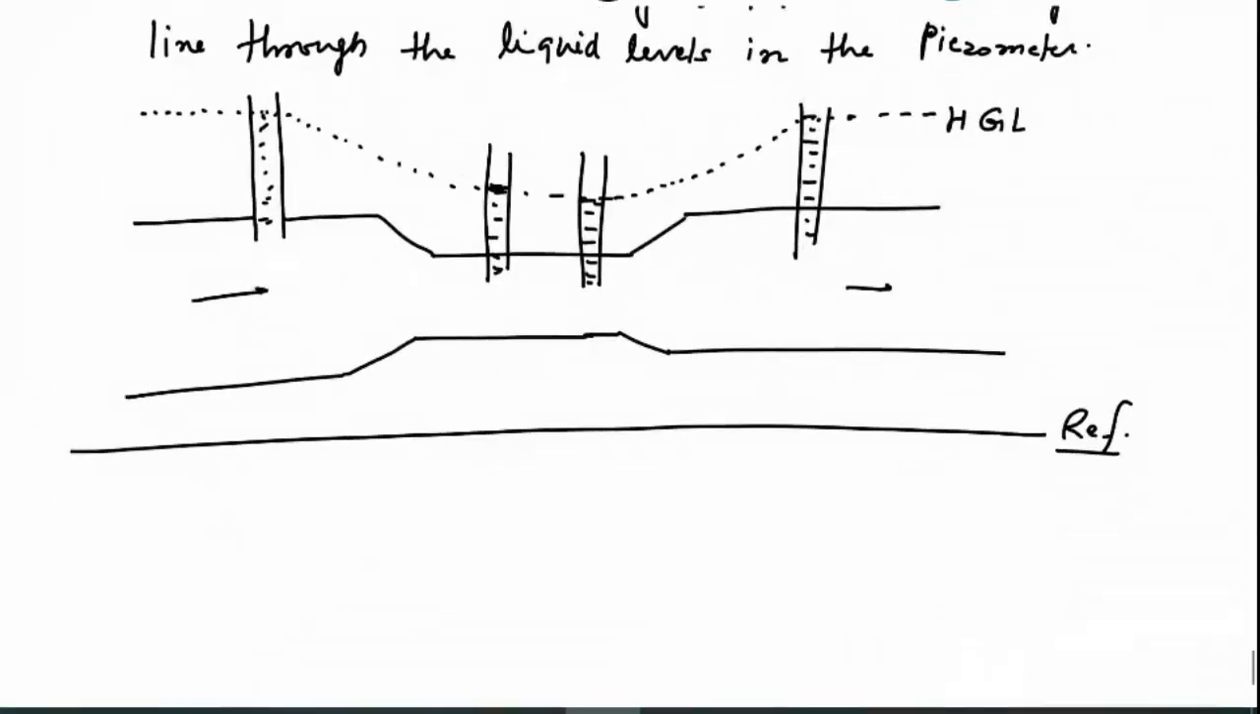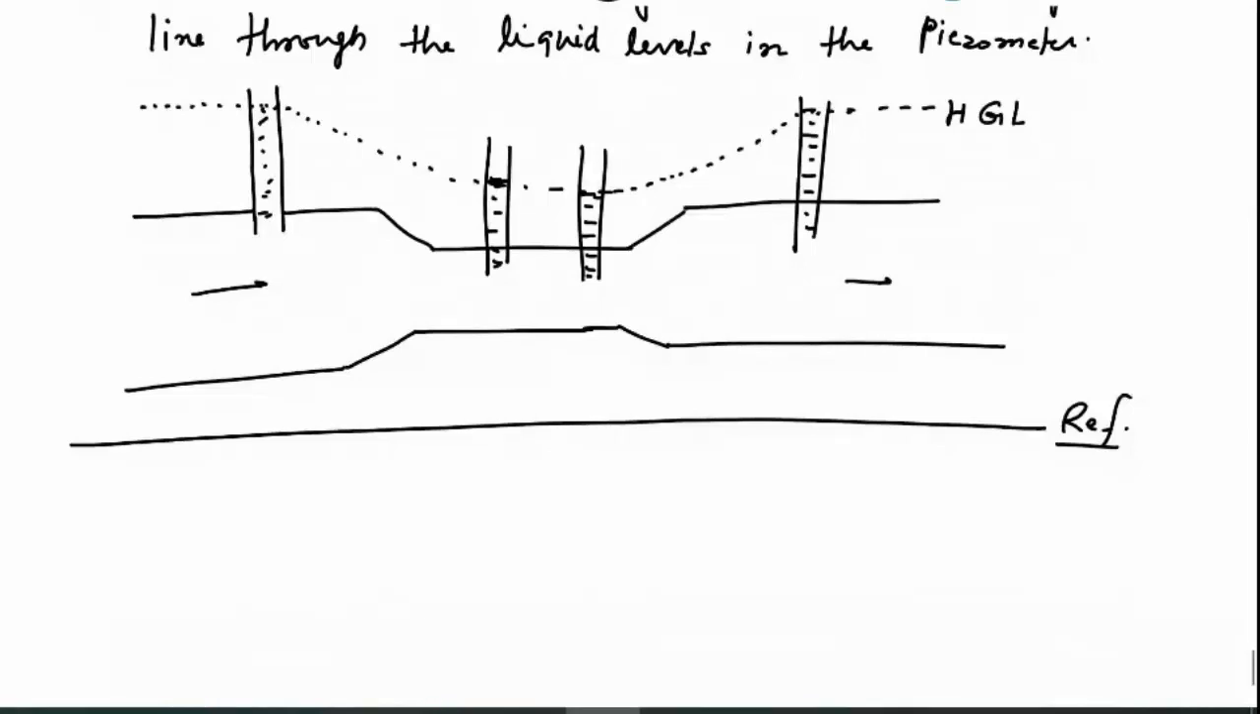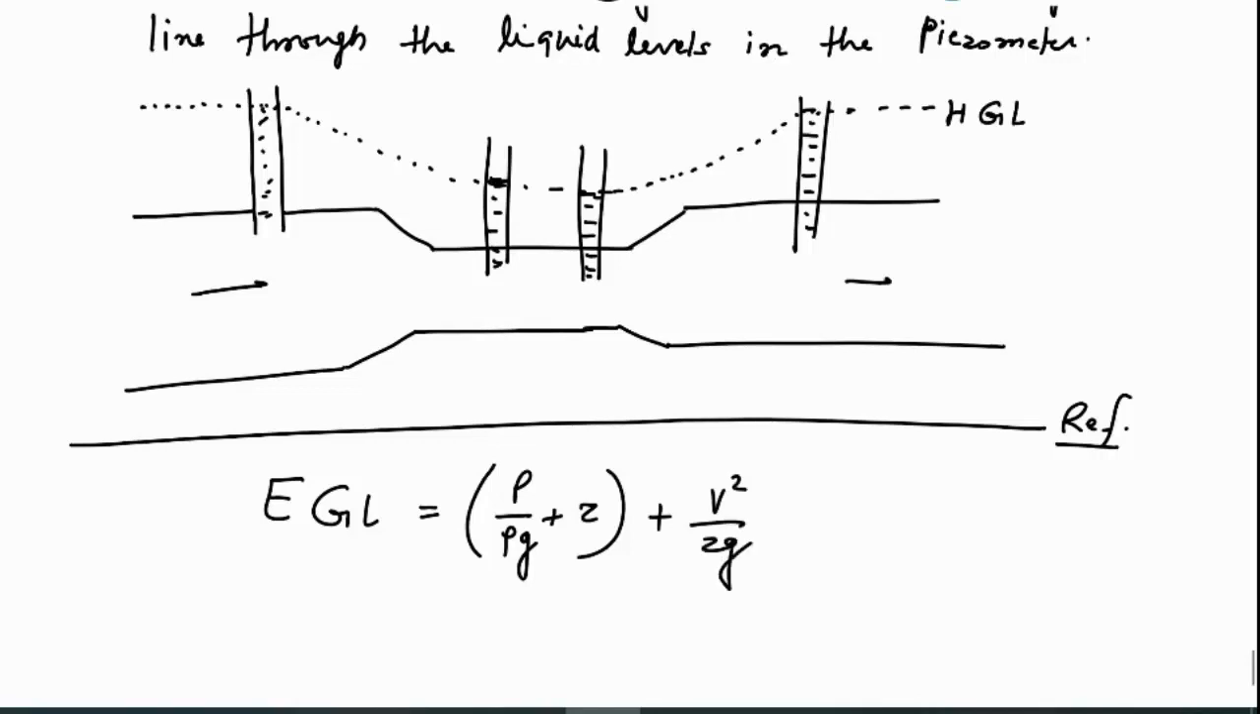Now similarly you have an EGL, and this is defined as energy grade line. This is equal to P by rho g plus Z plus V squared by 2g. And this you can measure by putting the piezometer at different points.